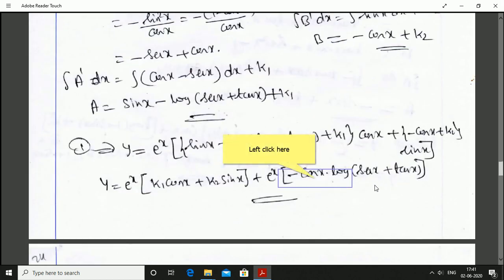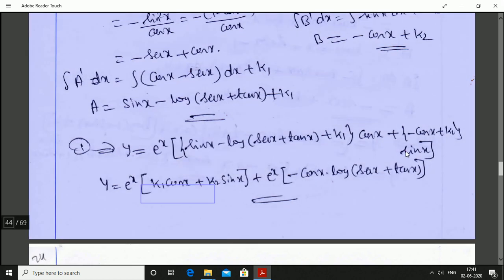Substitute a and b values into equation 1. It is of the form y is equal to e power x into sin x minus log secant x plus tan x plus k1, into cos x, plus minus cos x plus k2, into sin x. That is e power x into k1 cos x plus k2 sin x, plus e power x into sin x into cos x. Here minus sin x into cos x gets cancelled. Minus cos x into logarithm of secant x plus tan x. I hope you followed the method of variation of parameter.